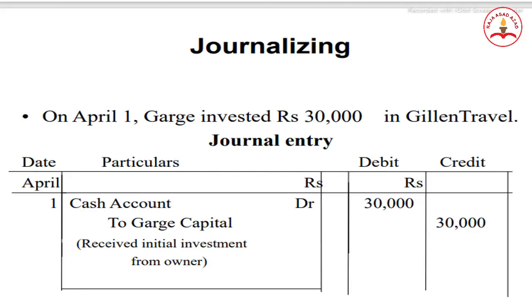While journalizing, take the example in this presentation: on April 1, Gage invested Rs 30,000 in Gillen Travel. The journal entry for this transaction is made as follows. First we write down the date, then in particulars, Cash account debit, to Gage Capital credit, and the narration is 'received initial investment from owner', with a debit amount of 30,000 and a credit amount of 30,000.